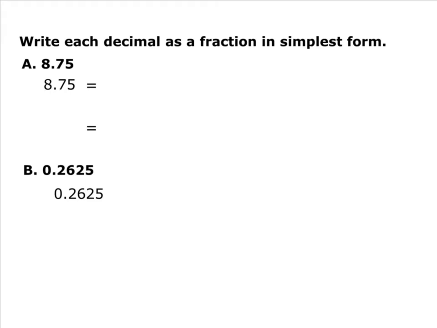What it's telling us to do is identify the place value, like in letter A, of the number farthest to the right, and in this one, it's 5. So we have to identify what place value that is, and when we do that, we notice it's the hundredths. So since that's the hundredths, we would simply put 75 over 100. Now, you might be asking, what do we do with the 8? Well, the 8 is a whole number. That goes in front of my fraction. So this would be 8 and 75 over 100.